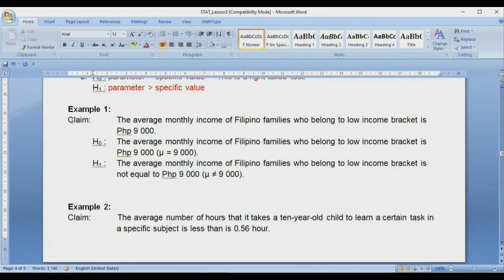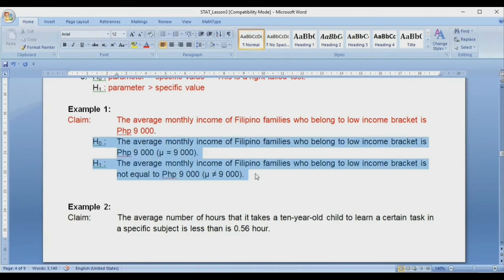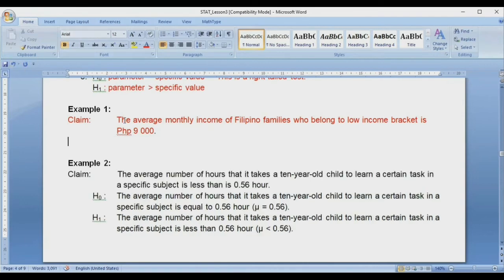Example, number 1. Claim. The average monthly income of Filipino families who belong to low-income bracket is 9,000 pesos. So, ito yung claim natin. So, i-distinguish nyo kung ito ba ay null or alternative. Kung wari, hindi nyo nakikita yung sagot na ito. So, saan siya belong? Null or alternative? Our claim. Ang ginamit natin dito na verb ay is. Pag sinabing is, equals. Tama ba? So, automatically, pag equals, yung ginamit mo, null automatic yan.